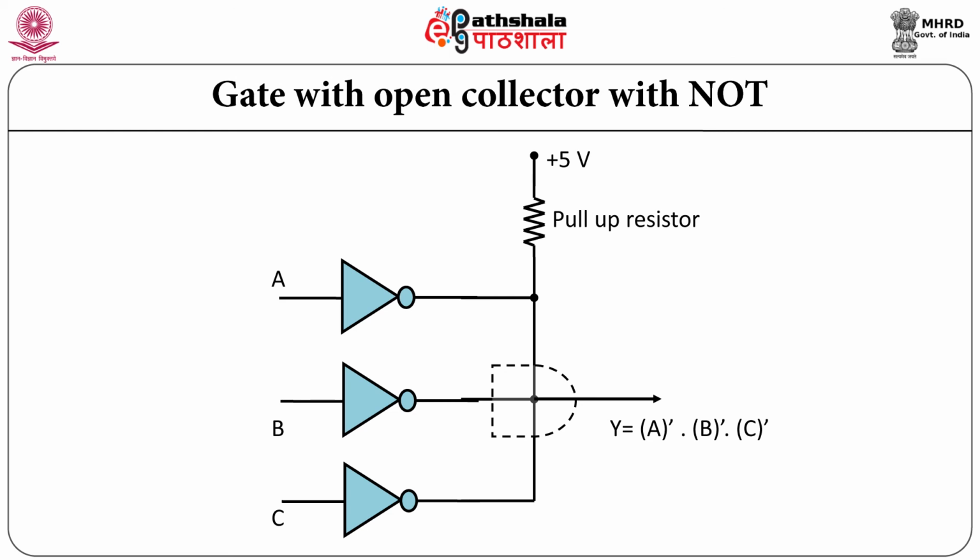The open collector outputs of several NOT gates can also be connected together to form the wired AND gate. In this example, 3 open collector NOT gate outputs are wired together as shown in this figure. One single pull-up resistor is sufficient for this interconnection. The output of the logic gate, that is Y, is the ANDing of all the inputs.